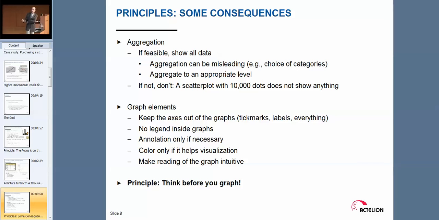Same goes for legend. Legend should not really be inside the graph because that basically takes up the space that could be used for the data. Annotation if necessary, otherwise keep it outside, put it into the legend. Color if it helps, otherwise possibly not. And actually there's a lot of experiments out there that show that the interpretation of graphs is more correct if the data is in black and white or in grayscale. Colors actually distract and lead to misinterpretation. So the point is the graph, the reading of the graph should be intuitive, or in other words, think before you graph.